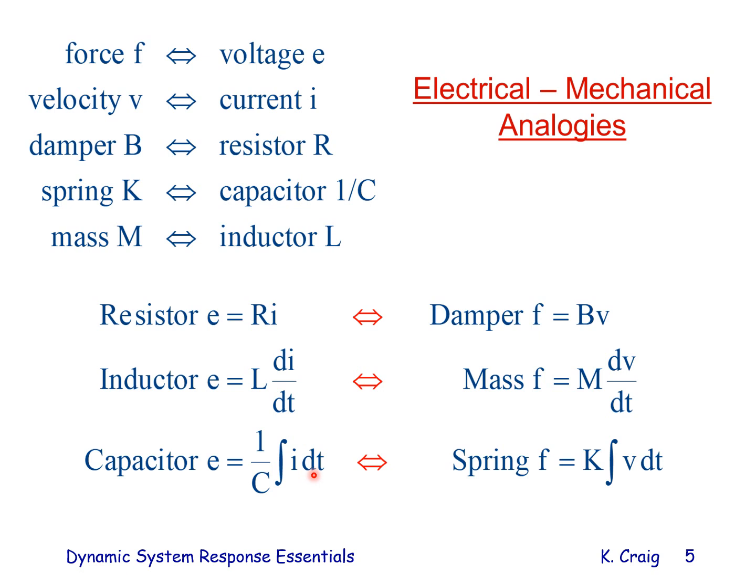The resistor is the same as the damper. Force is proportional to velocity. The coefficient of proportionality is the damping coefficient B. For the mass, force equals the mass times the time rate of change of the absolute velocity, which is acceleration. And for the spring, we know F is equal to K times X. F is equal to K times the integral of the velocity with respect to time, which is X.